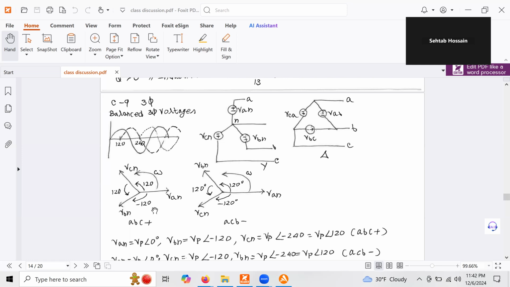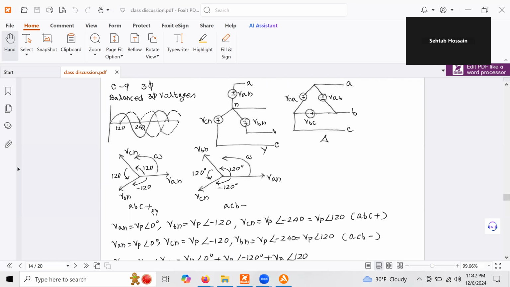So according to the IEEE convention, for the positive sequence of A, B, C, plus, then VAN. N is actually the neutral point. This neutral point is only available for Y network, not for delta network. So there is no neutral point for delta network. And so this is N. So VAN is the phase voltage over here.